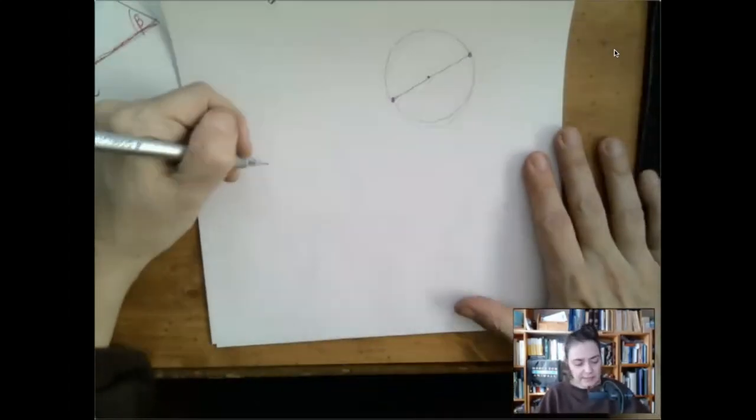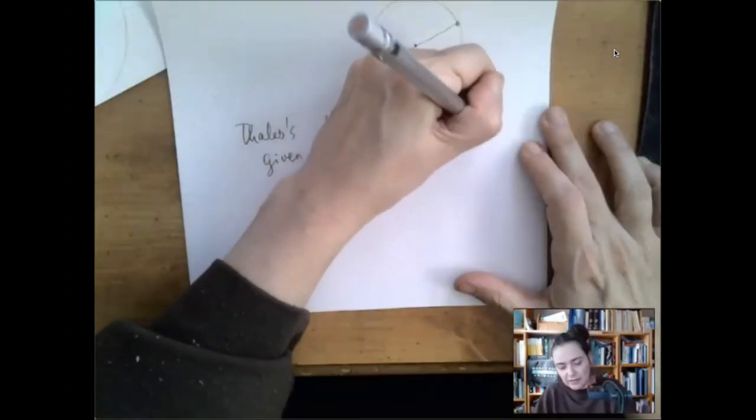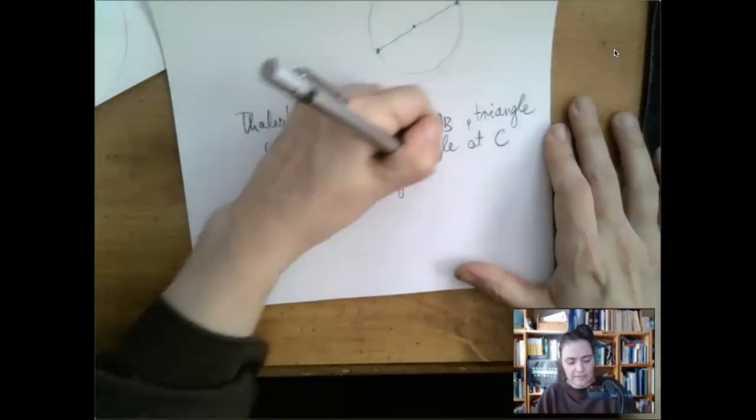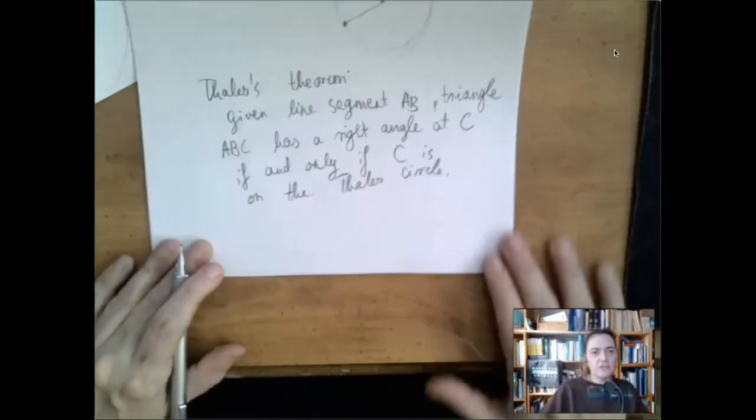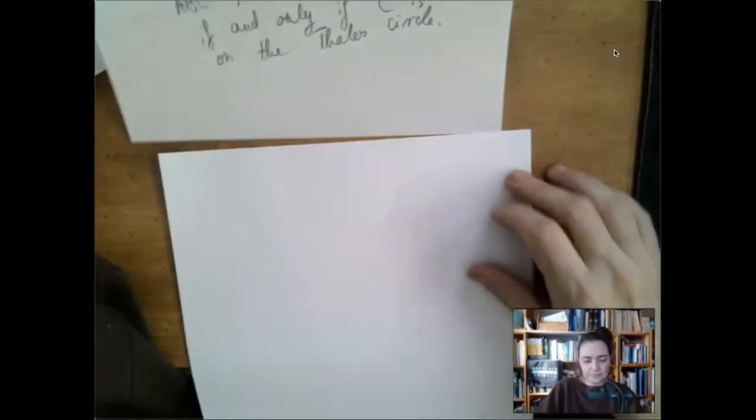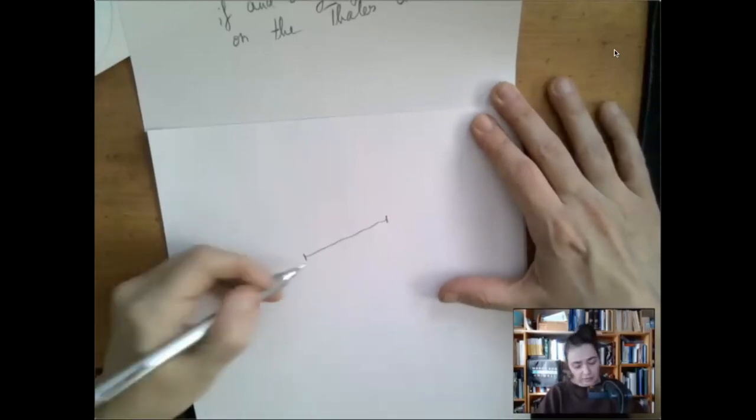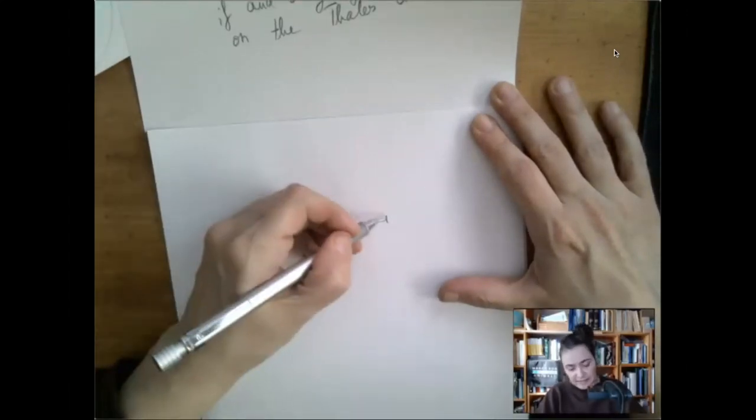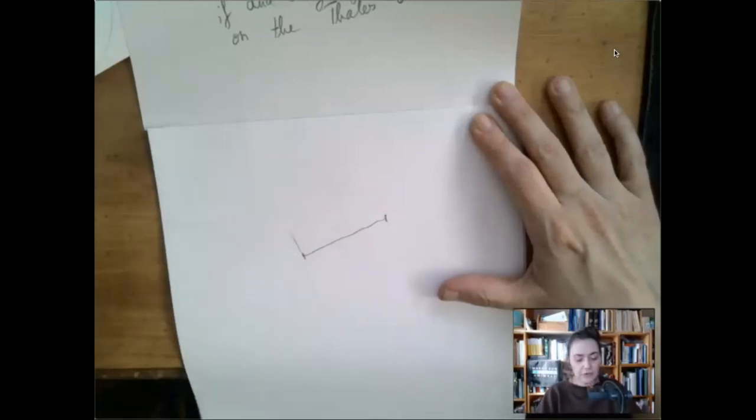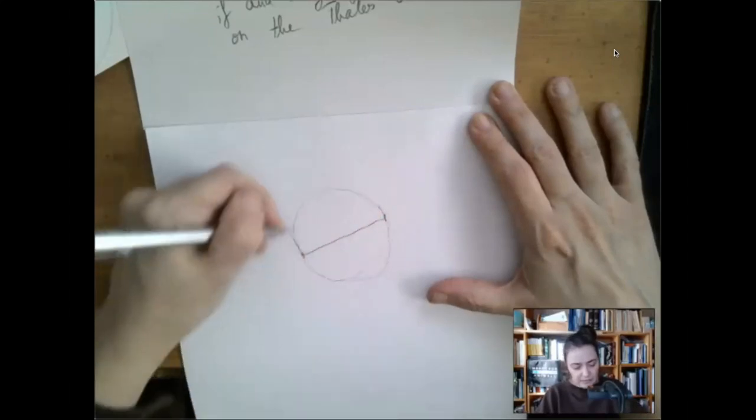And now here is Thales' theorem. Given line segment AB, triangle ABC has a right angle at C if and only if C is on the Thales circle. So what that means is that if you have a line segment and you want a right triangle, well, if the right angle is to be here, that's easy. If the right angle is there, that's easy. But what if you want the right angle to be at the third point? Well, all of those points are on the Thales circle.